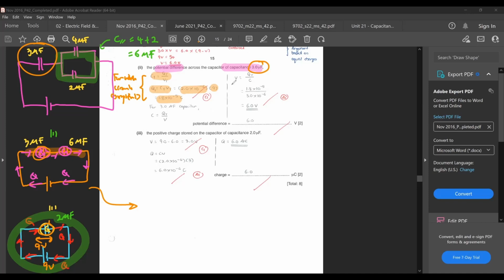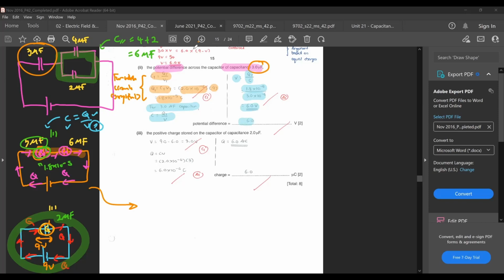Okay, so when you're talking about the charge stored in the 3 microfarad capacitor, I now know it is 1.8 times 10 power minus 5. I now know its capacitance. I also now know its charge. I can now find out its voltage if I use the equation C equals Q over V. C is known, Q is known, V I can find out. So now, specifically for the 3 microfarad capacitor, V is Q over C, the charge stored is 1.8 times 10 power minus 5, divided by my capacitance, I'm going to get the answer as 6 volts as my PD.